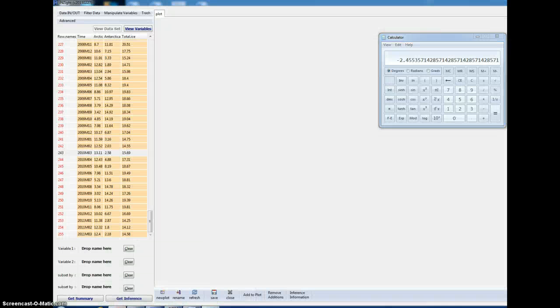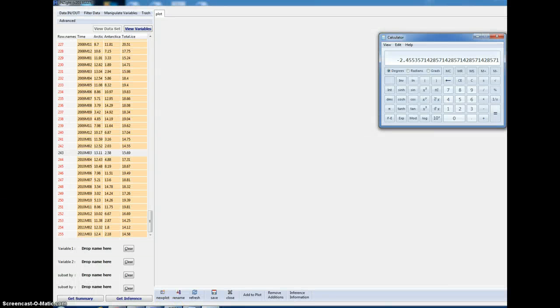So that is basically how you calculate this percentage change, and then you just do the same for the troughs as well.